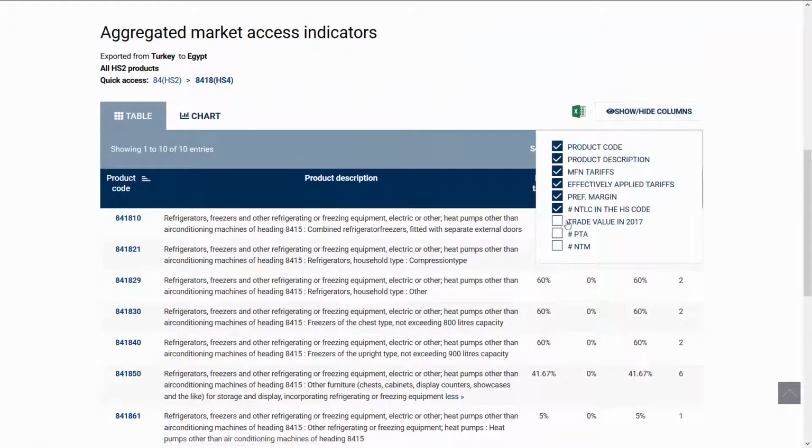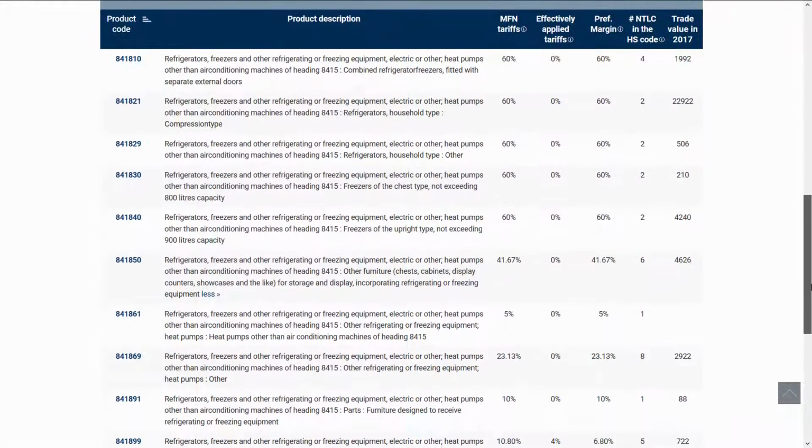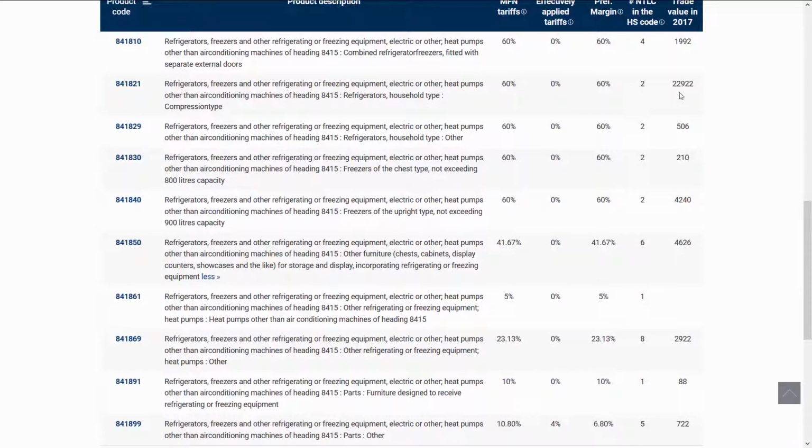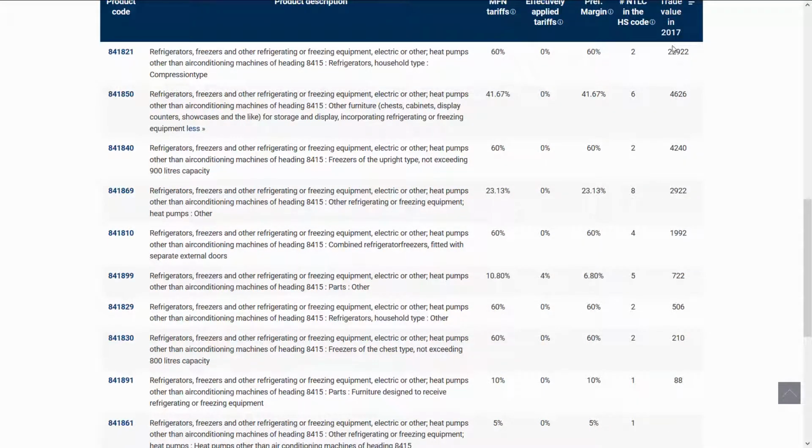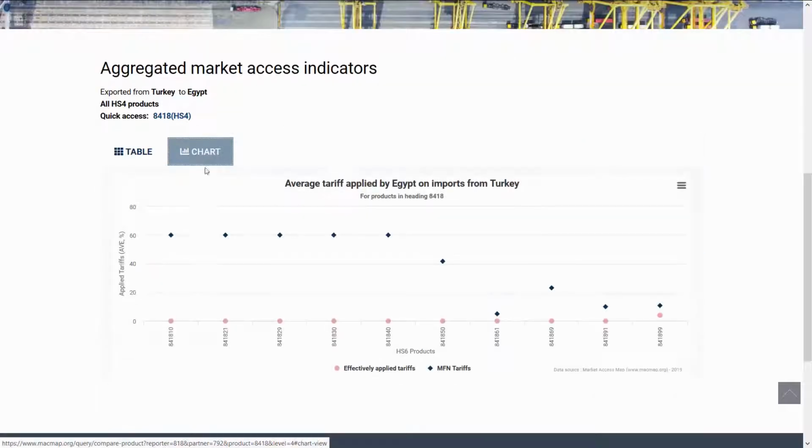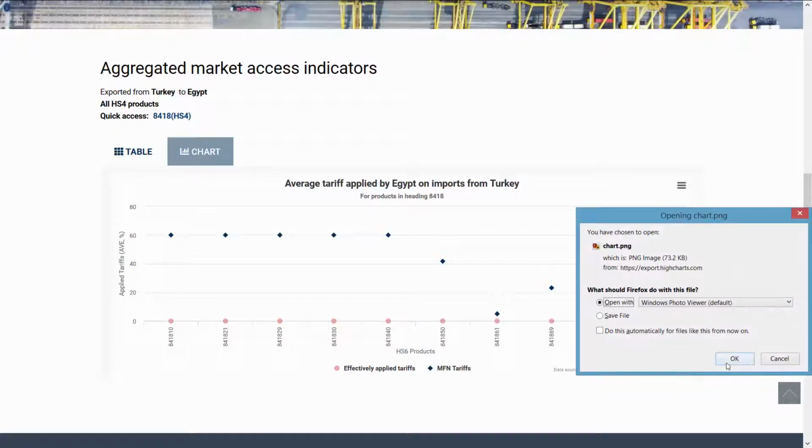Looking at trade, we see that Turkey currently supplies Egypt across almost all 6-digit codes in this table. Egypt shows a particularly high import demand for compression-type refrigerators from Turkey. The imports in 2017 amounted to almost $23 million. We can make use of a chart to visualize the tariff situation we have discussed above. The chart can be exported into different formats and can be included, for example, into a report or slides.